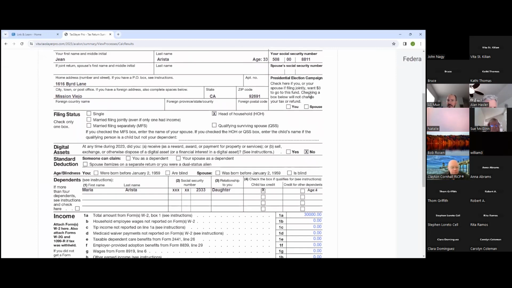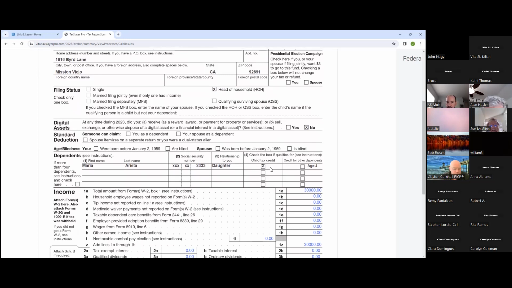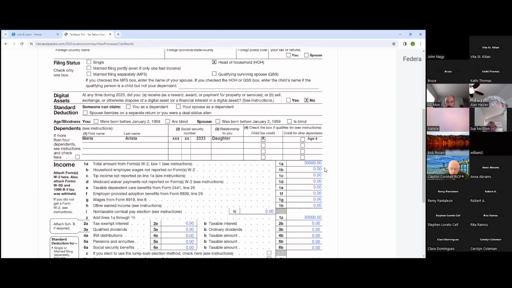In here, she did not elect that presidential election campaign, so there's no check mark there. Here's her filing status, head of household. Digital assets, she doesn't have any, she didn't buy any, she didn't sell any. If you sell, we can't help you in VITA. Let's see here, dependents. Maria is a dependent. You can see that child tax credit has automatically been checked, and she's 4 years of age.